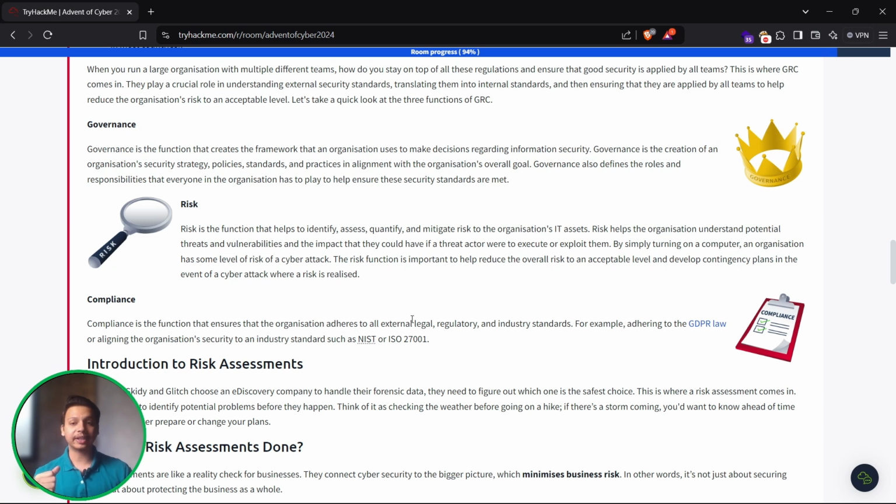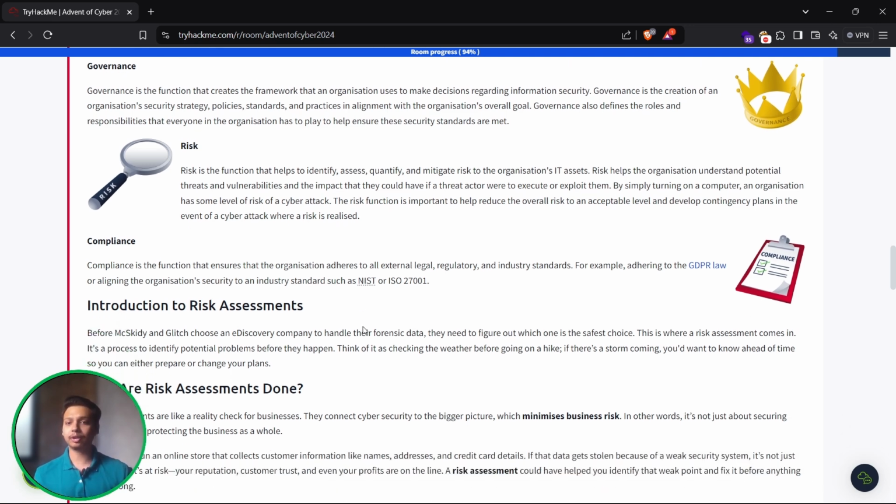So let's start with governance. Governance is a function that creates the framework an organization uses to make decisions regarding information security. Governance is the creation of an organization's security strategies, policies, standards and practices in alignment with the organization's goals. Governance also defines the roles and responsibilities that everyone in the organization has to play to ensure these security standards are met.